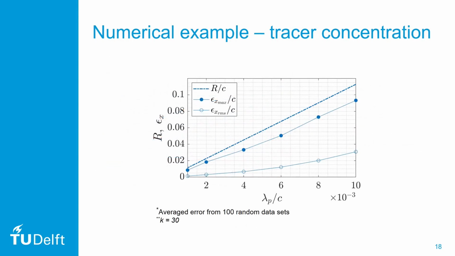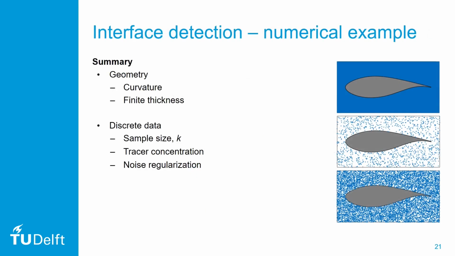So here you indeed find the linear scaling between the interparticle distance lambda and the maximum and mean error matrix. So the more particles you have, the better the reconstruction accuracy. So let's summarize the numerical example.